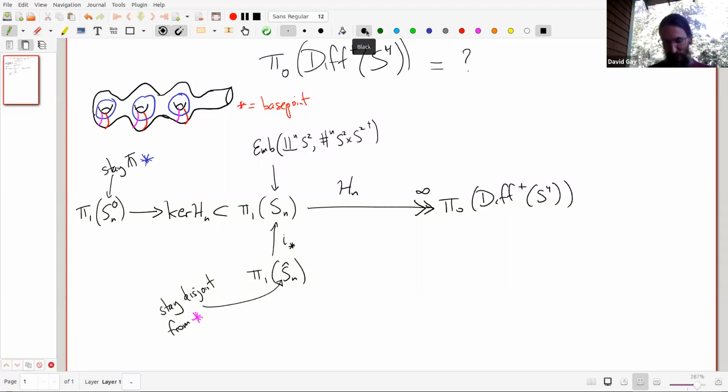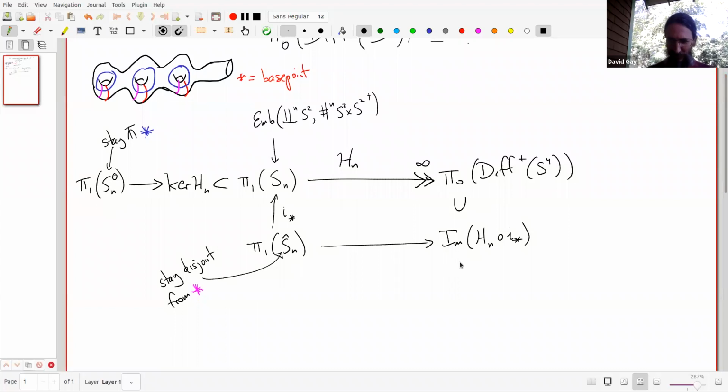And that seems kind of complementary in some sense. Then inside here, I've just got the image of the composition, H_n, well, I'll write infinity, H_n composed with I star. So this just naturally maps onto there. So one consequence is that I can describe equals infinity, equals with an infinity sign, which means that when you take a limit, I can get the full thing here.